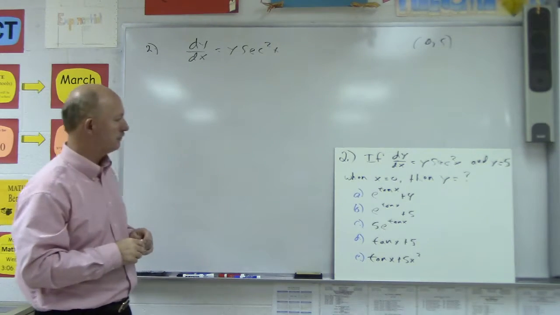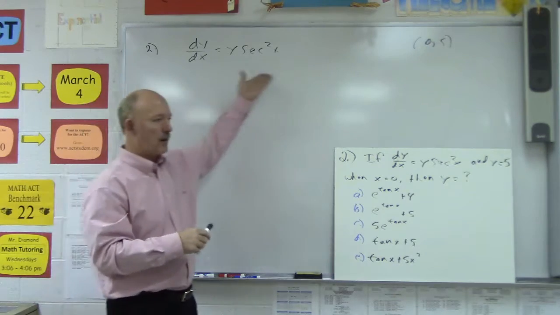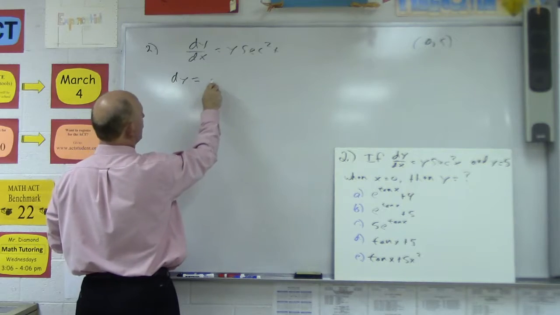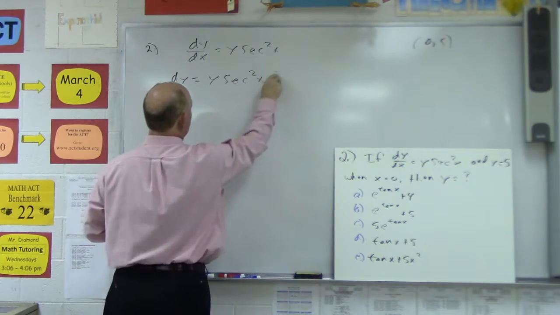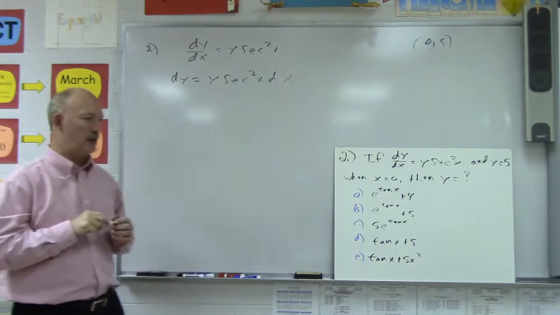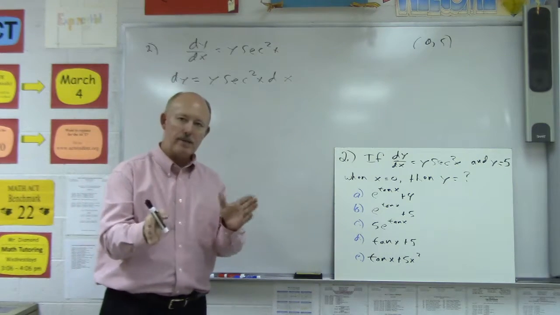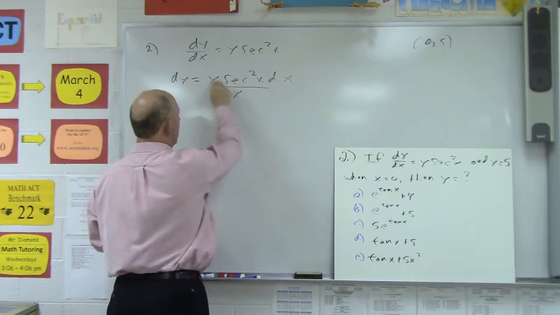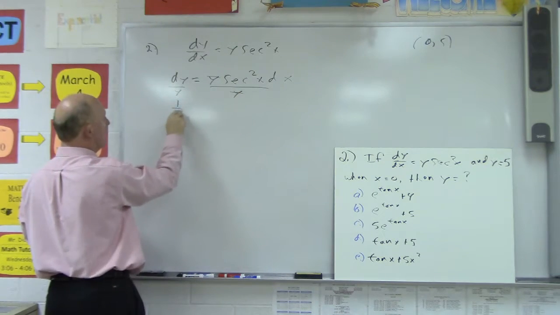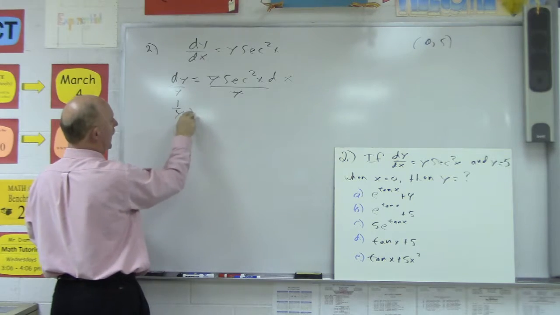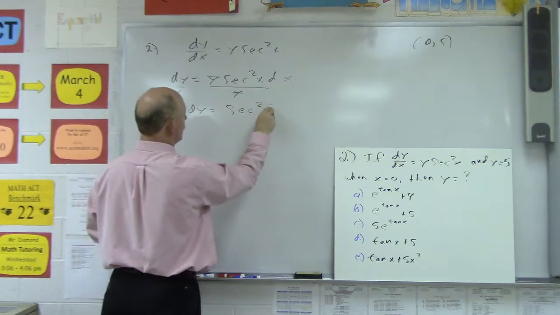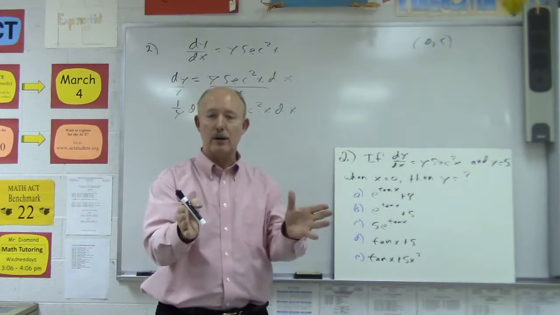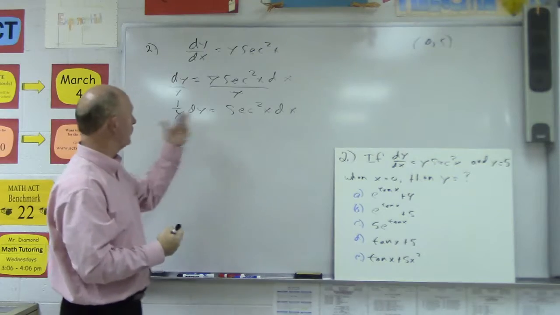So to get started, we need to separate our variables here. Let's multiply dx to both sides. So we have dy equals y secant squared x dx. Now to separate our variables, we've got to get rid of this y factor on the right-hand side. So we're going to divide both sides by y. That gives you 1 over y dy equals secant squared x dx. Okay, now that separated our variables. It wasn't so bad. We just have to divide both sides by y here.